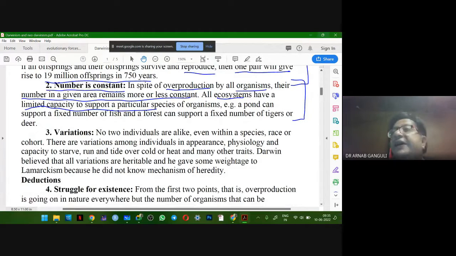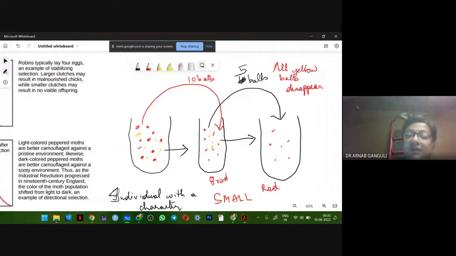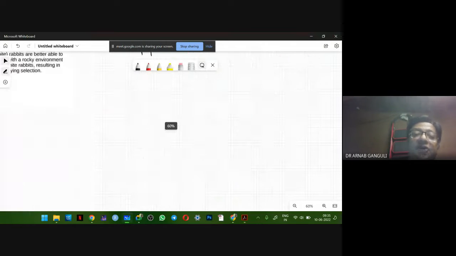So, despite having lots of children, only a fixed number of individuals stay in a particular ecosystem. So the first thing I talked about was overproduction.